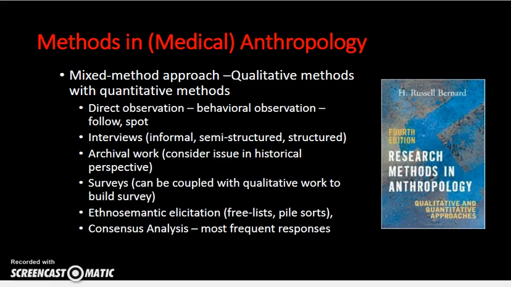So some of the methods in medical anthropology, today we're seeing a mixed methods approach. So this is a mix of both qualitative as well as quantitative methods. And again, you would get much more of this in the context of a research methods course or particular courses that cover very specifically how to do an entire course, for example, on how to do behavioral observation. There's quite a bit of information that's out there, and I'll get a little bit more into some of the details in the second part of this lecture.